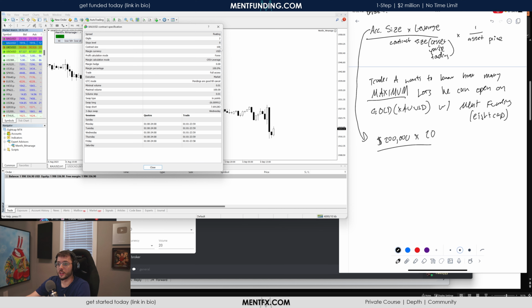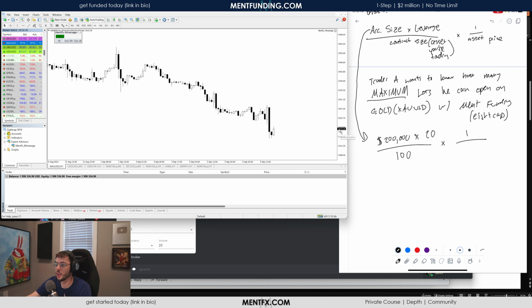You can see here the contract size, and this differs from broker to broker. On this broker, the contract size is 100. So this will be over 100. And then the whole thing times 1 over the asset price. And currently, as we're taking a look at this, you can see the asset price is 1919.30. So we're just going to round up. So it's 1919.30.